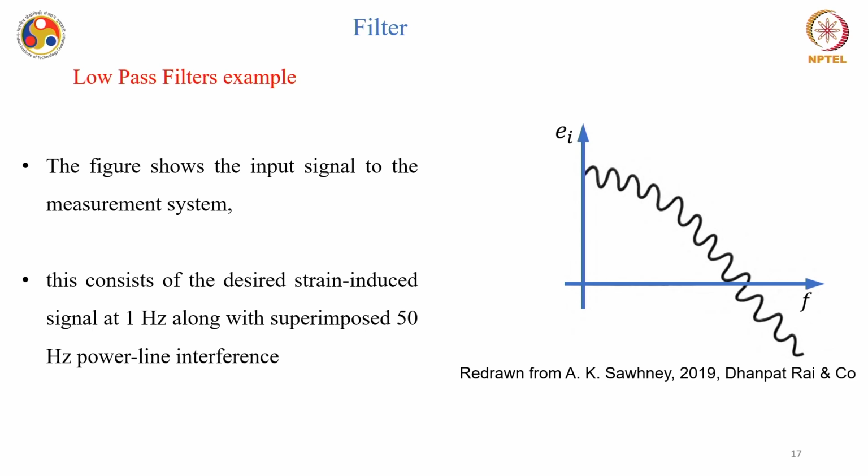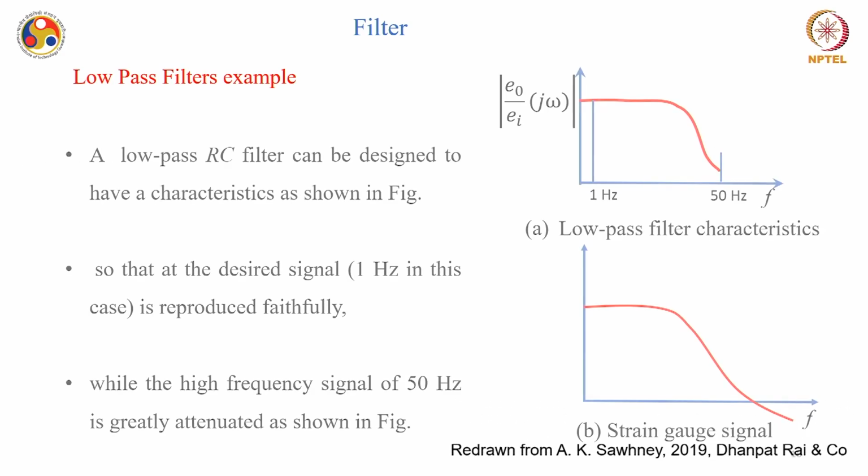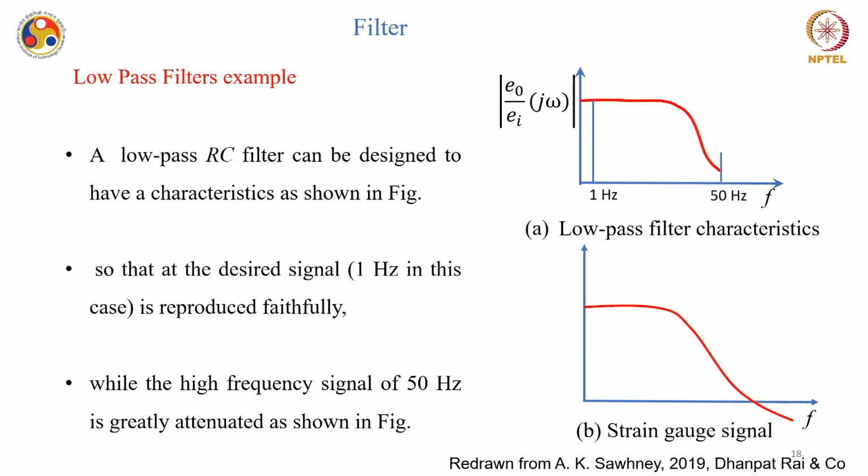So, this figure shows the input signal to the measurement system, which consists of a desired strain induced signal at 1 hertz along with, of course, the superimposed 50 hertz power line, and it typically can be something like this. Depending on your signal, it is now 50 hertz, which is modulated by say 1 hertz data. So, what you need is basically a low pass RC filter that can be designed like this, so that the desired signal of 1 hertz is reproduced faithfully while the higher frequency signal of 50 hertz or so is attenuated by the filter. Usually this is mostly suitable for this kind of signals.